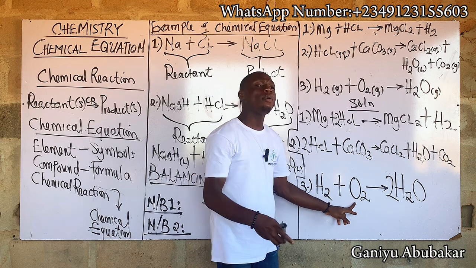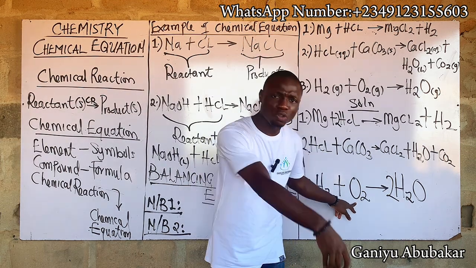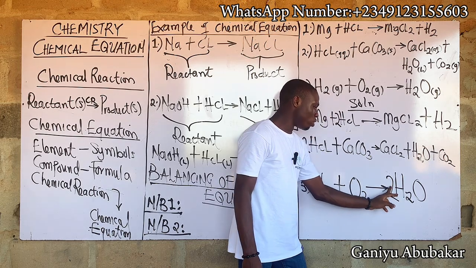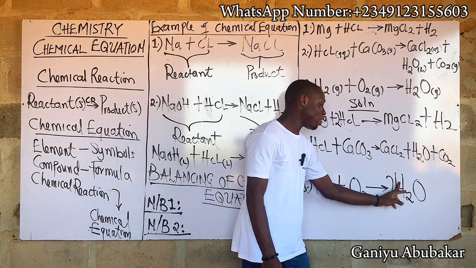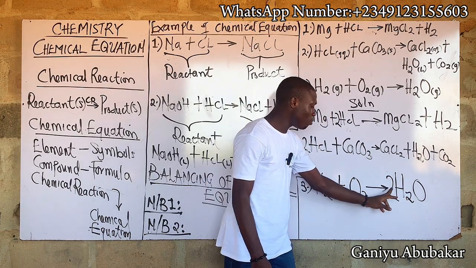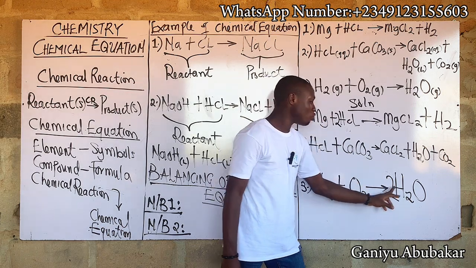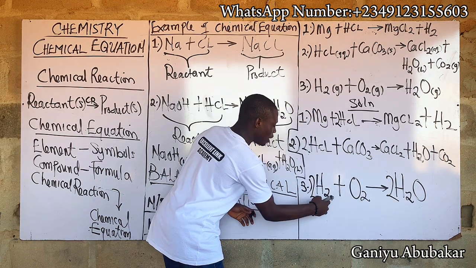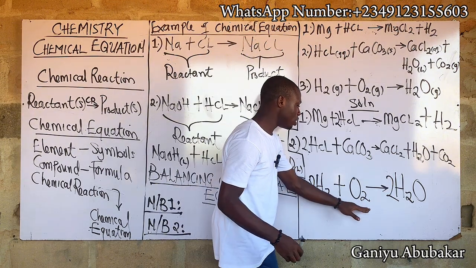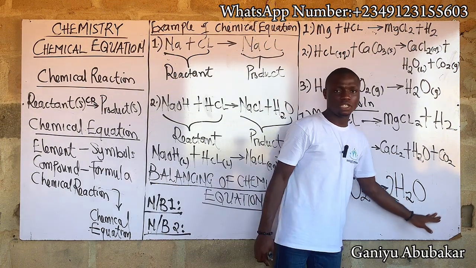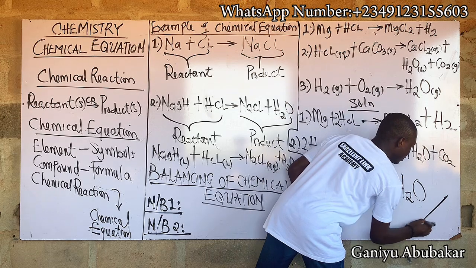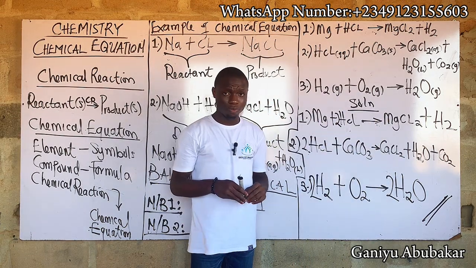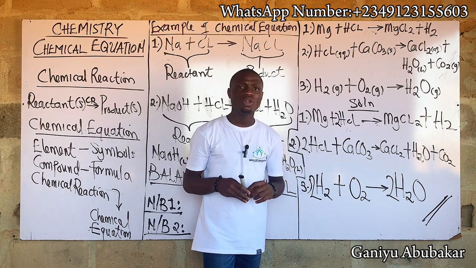So 1 times 2 is now 2 oxygen. But mind you, it has distorted hydrogen. Initially, hydrogen was 2, but this 2 will affect both hydrogen and oxygen at the same time. So it becomes 4 hydrogen here and 2 oxygen. This becomes 2 hydrogen, so I'll put a 2 here, becomes 4 hydrogen, 2 oxygen, 4 hydrogen, 2 oxygen. This is now a balanced equation, as you can see in front of you. So that's how to balance this chemical equation.